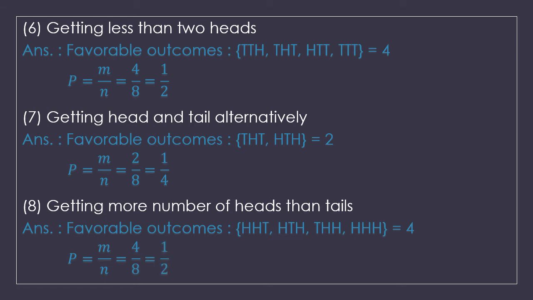As you can see, the total number of outcomes remains the same, that is 8 for each of these sub questions, because the sample space is the same. So the method of calculating probability: first calculate the total outcomes, then calculate the favorable outcomes, and m upon n, that is favorable upon total.